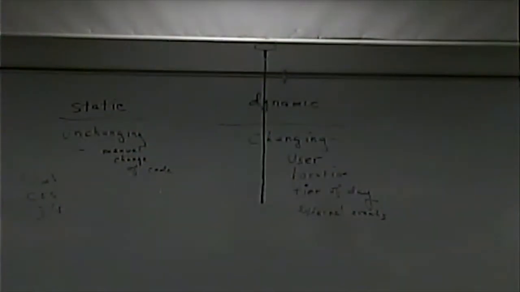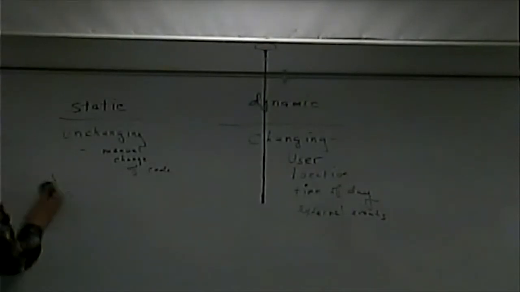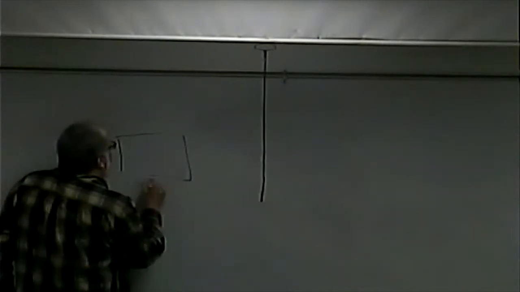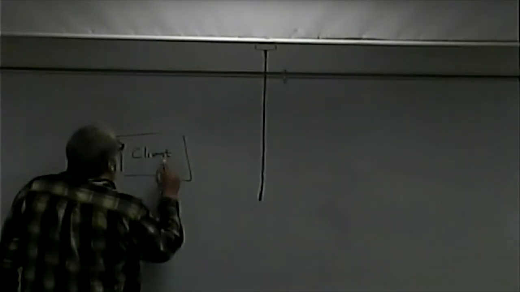Let's start by talking about the way static pages work, and let's establish a couple of terms here. This is a diagram I'll probably draw a million times in this class. If you take other classes from me, I'll probably draw it a million more times in those classes. We have a client. What do I mean by a client? The simplest example is someone that is using a web browser to browse the web.